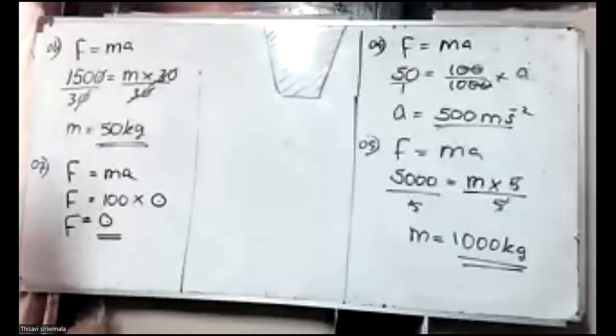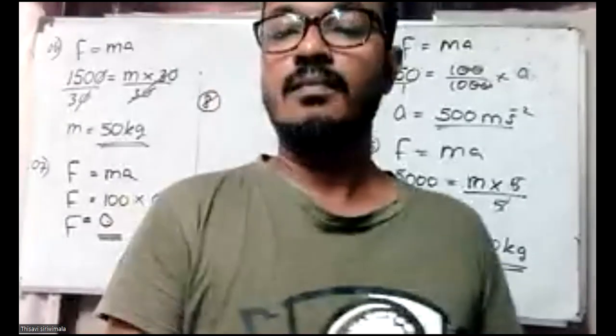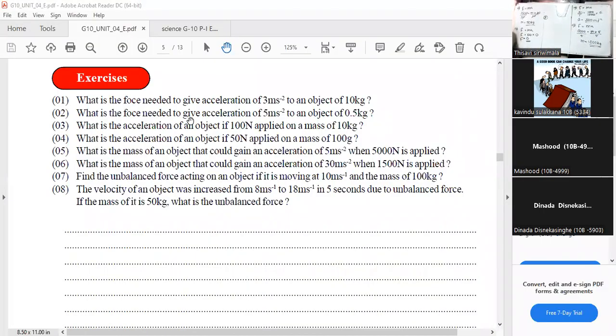Question number 8. The velocity of an object was increased from 8 to 18. So this one we have to draw a small diagram. Starting velocity 8, ending velocity 18 in 5 seconds. Time equals 5, right? Due to an unbalanced force. Its mass is 50 kg, but it's the unbalanced force.